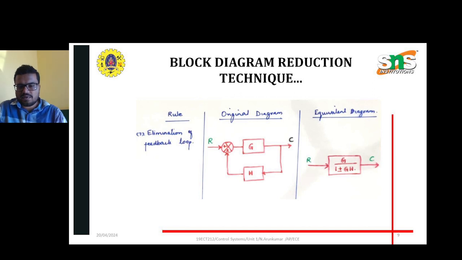Next one is eliminating the feedback loop. One of the important parameters in block diagram reduction is eliminating the feedback path. With a number of feedback paths in the control system, we can eliminate them and obtain the transfer function easily. If we have more control loops in the circuit, we can eliminate them by an equivalent circuit. These three elements present in this control system can be eliminated by only one block. This is one of the important parameters in block diagram reduction techniques.